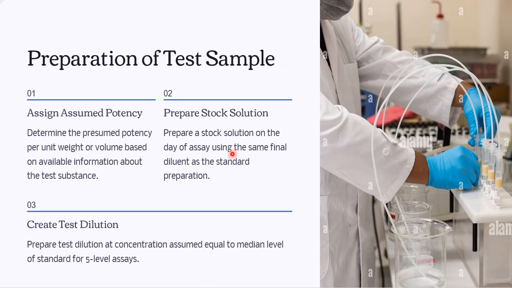Then the third step is creating test dilutions. That is, we prepare different test dilutions of different concentrations which are assumed equal to the median level of the standard for 5-level assays. We prepare the standard solution according to pharmacopoeial conditions, and we prepare the test dilutions to be at the median level of the standard concentration.